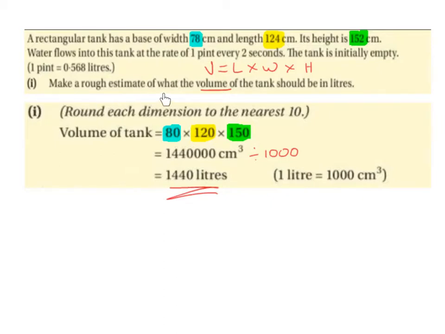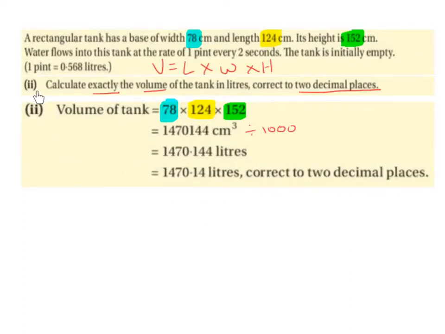So we're going to round each dimension to the nearest 10. So 78 rounds off to 80, 124 rounds off to 120, 152 rounds off to 150. And then we're going to use the formula for volume, which is length times width times height. So this is the volume of a cuboid or a cube. So the volume of the tank, 80 times 120 times 150, which is 1,440,000 centimetres cubed. So dividing by 1,000, we get 1,440 litres, because 1 litre is equal to 1,000 centimetres cubed.